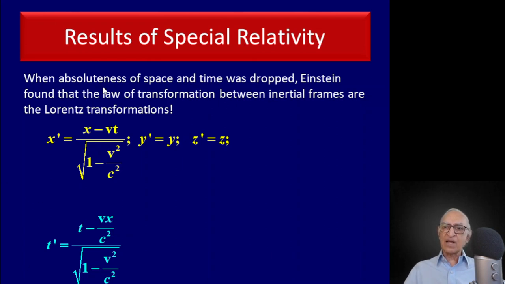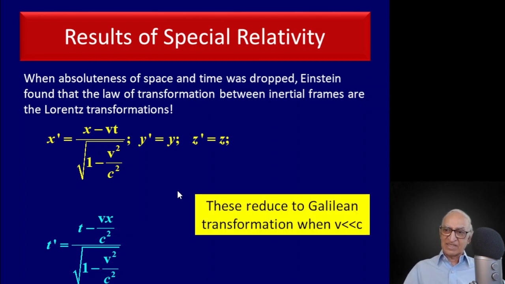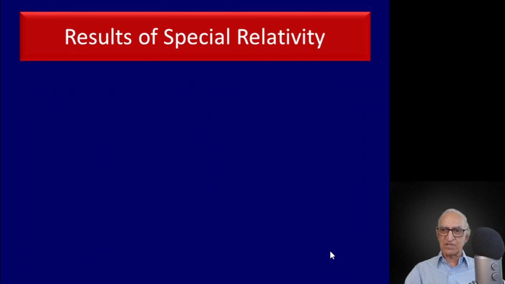And when Einstein abandoned the absoluteness of space and time, he discovered the law of transformation between inertial frames, or indeed the Lorentz transformation, which Lorentz had discovered by trial and error to see under which transformation Maxwell's equations remained invariant. So Einstein recovered the Lorentz transformation. It's a natural transformation between two inertial frames the moment you abandon the notion of absoluteness of space and absoluteness of time. These laws of transformation due to Einstein and Lorentz, rather Lorentz and Einstein, reduce to the Galilean transformation when v is very much less than c, which is the Newtonian limit.